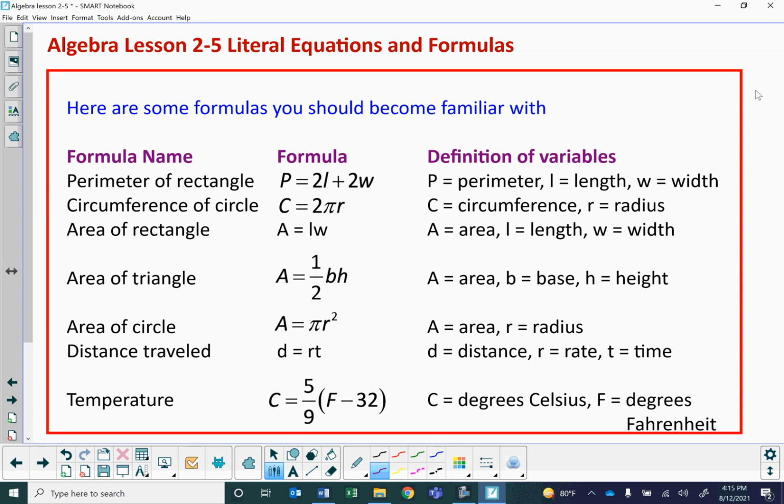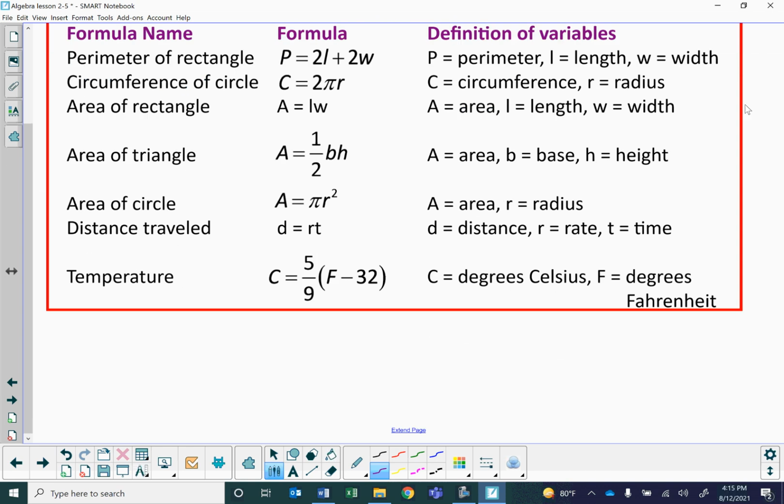Okay, but the temperature formula to convert Fahrenheit to Celsius is 5/9 times the Fahrenheit temperature minus 32. All right, so let's take a look at applying some of these formulas.